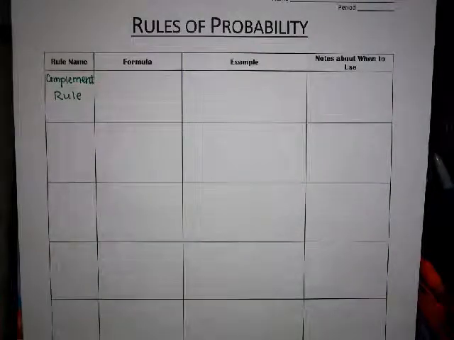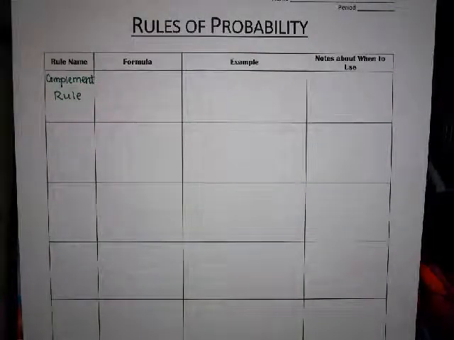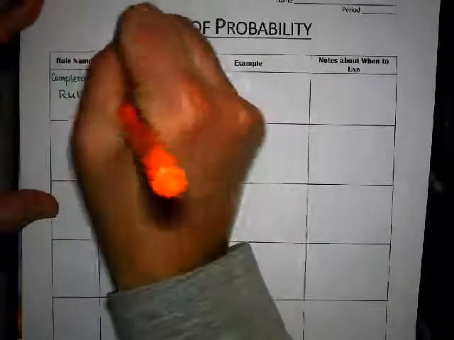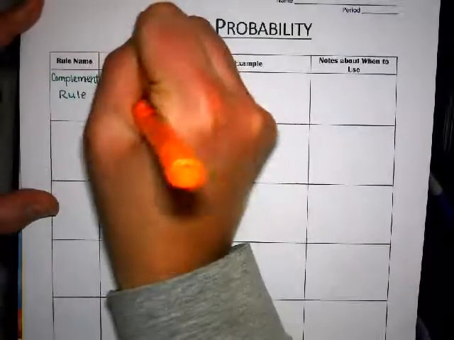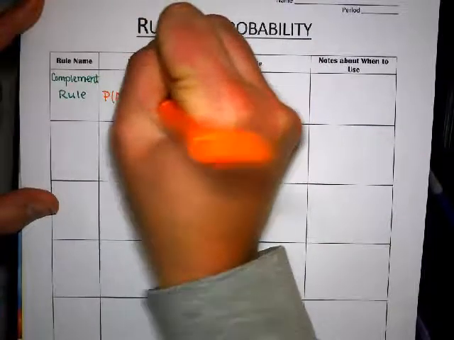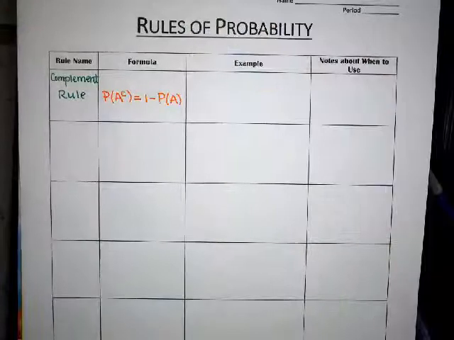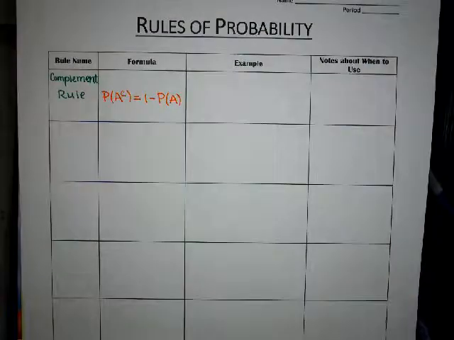I write too big. So our complement rule is that the probability of a complement comes from 1 minus the probability of A. That was our first rule that we learned.